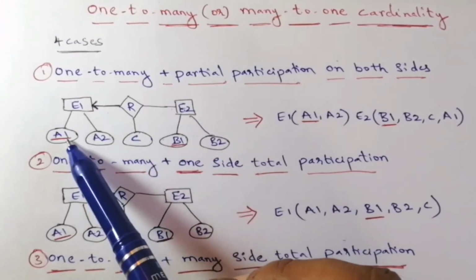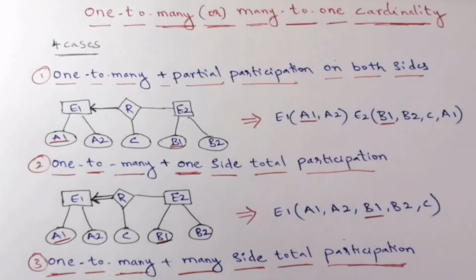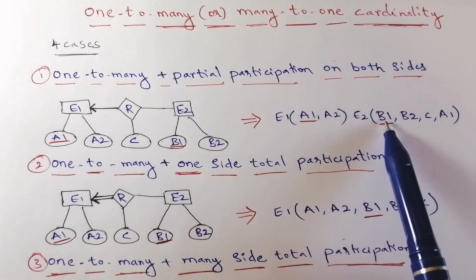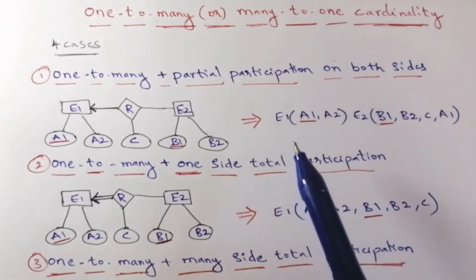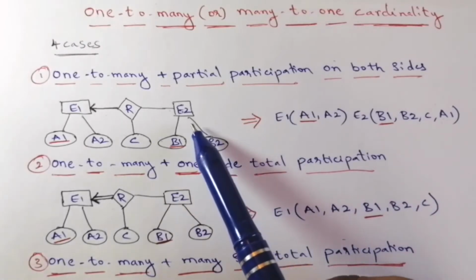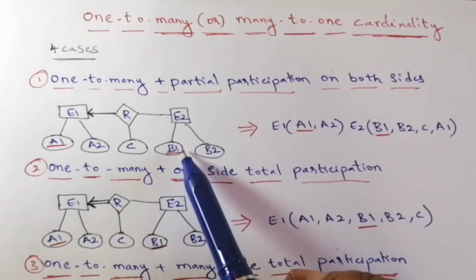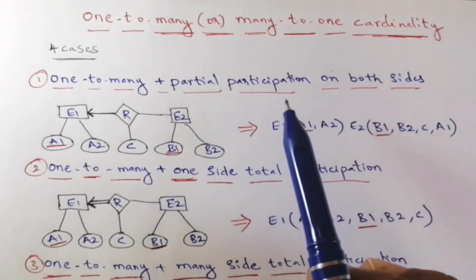So it will take A1 as the foreign key, and the relation is B1, B2, C and A1. So this is the important point. When we have partial participation, the many side, whether it is a one to many case or a many to one case, is going to absorb everything, right? So this is one to many or many to one with partial participation on both sides.